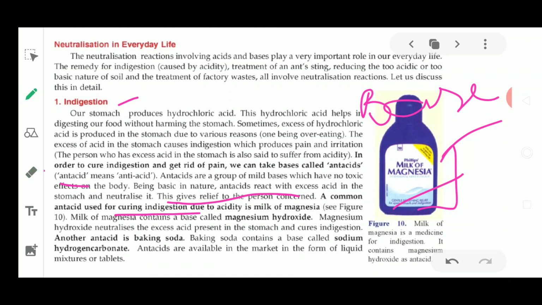You can ask the person who is working in your kitchen. They might be knowing what the use of this baking soda is. It is used for baking purposes.